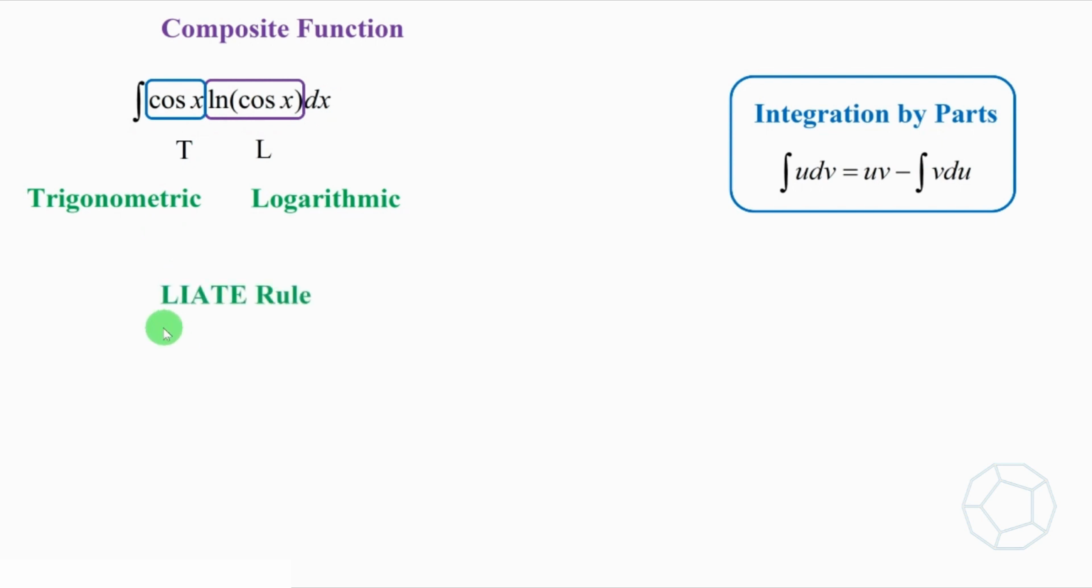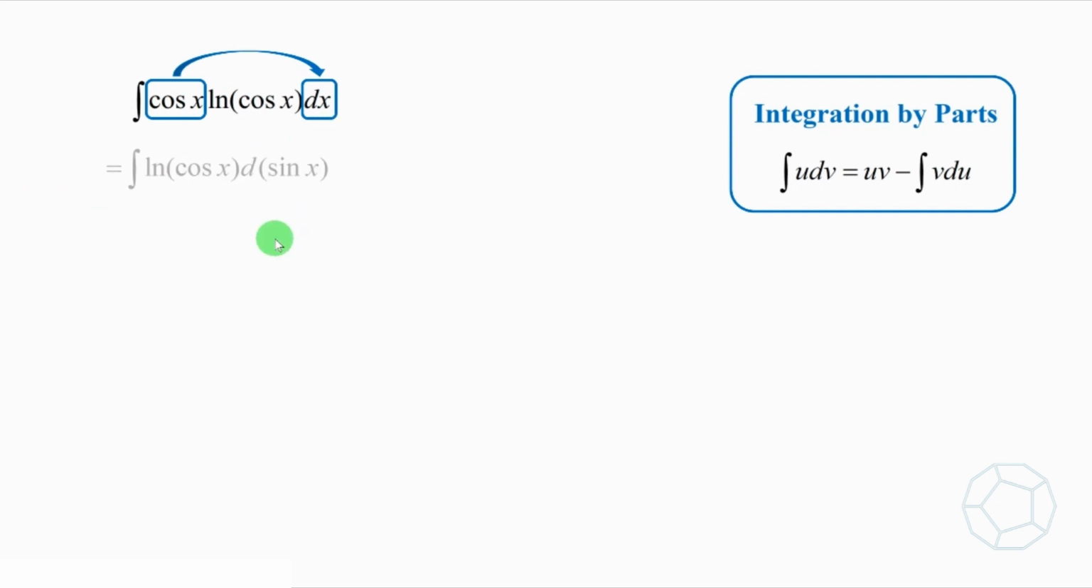By the last rule, L is in front of t. So L is u and t is dv. In other words, we have to absorb cosine x into the differential. That is to integrate it. Therefore, the integral is equal to integrate log cosine x d bracket sine x.